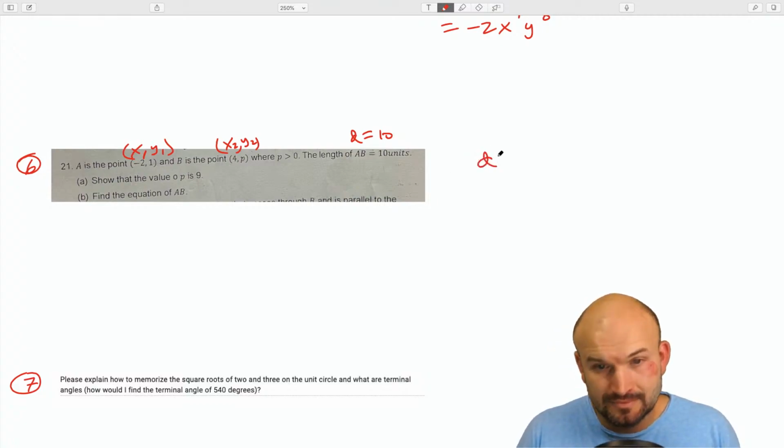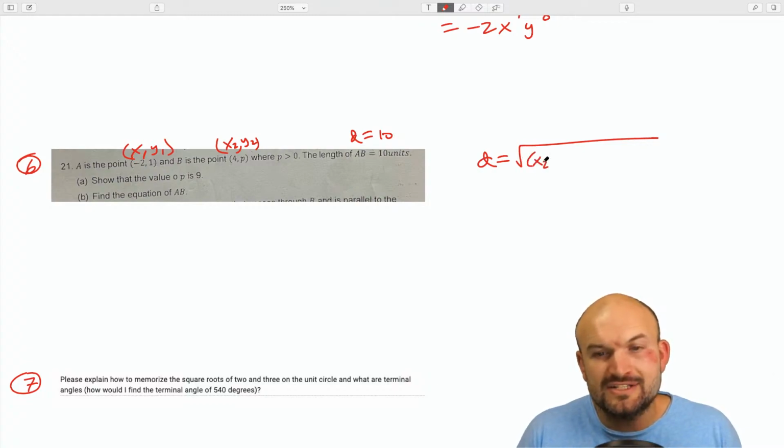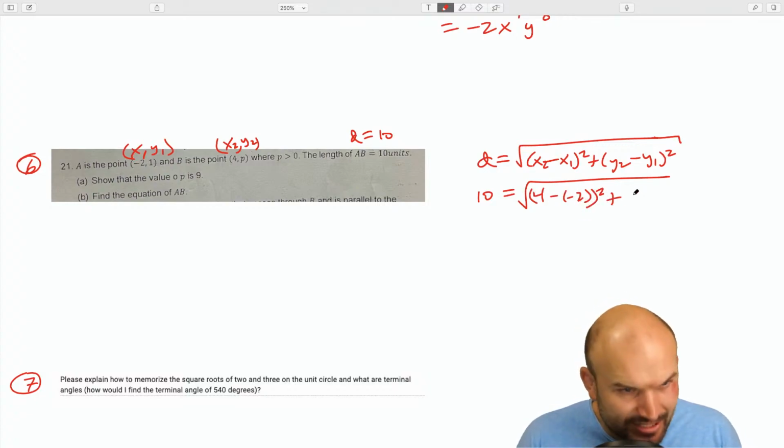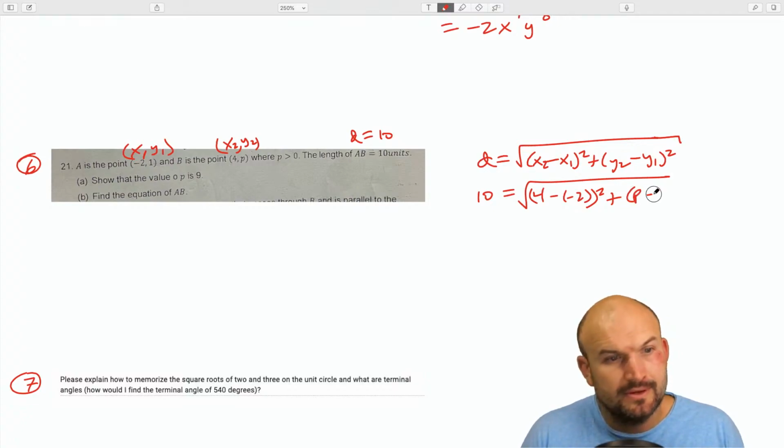remember, D is equal to the square root of X2 minus X1 quantity squared plus Y2 minus Y1 quantity squared. So therefore, I have 10 equals square root, and then you could say 4 minus negative 2. Again, notice the use of my parentheses, squared, plus y2, which is going to be p, minus 1, quantity squared.